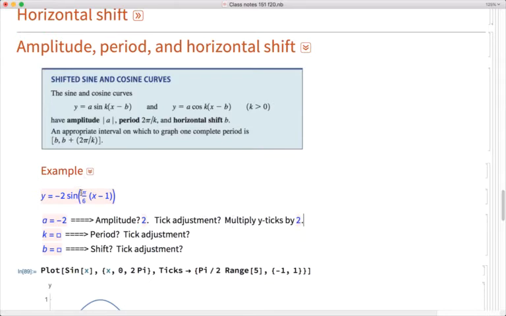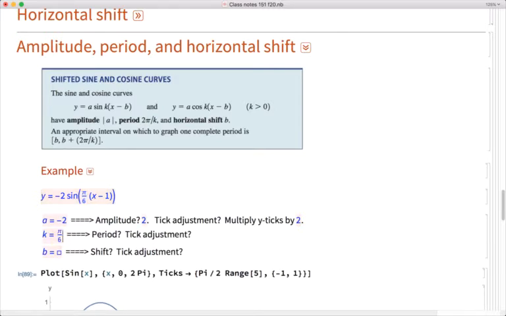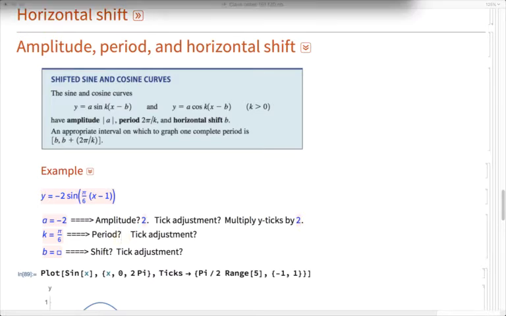The other player we want here is this constant k. So that k is pi over 6. It's easy to mistake these numbers. You have to remember that k is not the period.